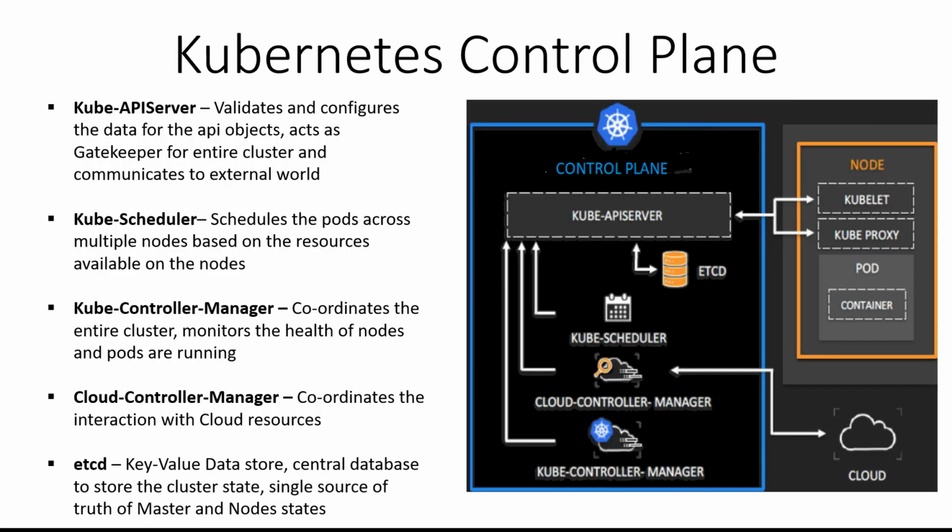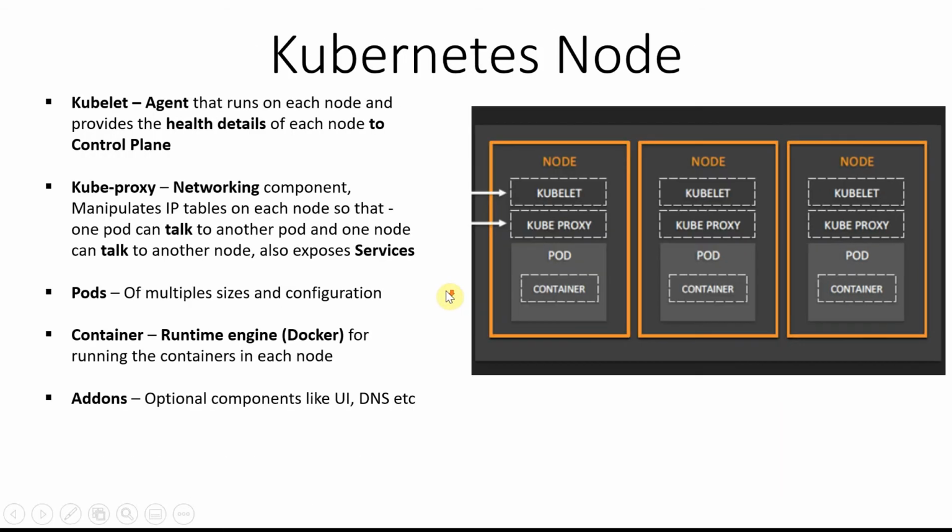Let's go to the nodes. I think we're done with the master. I think nodes are very simple. A node is nothing but a virtual machine. The components inside it, primarily we know, are pods, and of course a pod will have multiple containers inside. But in addition to the pod, we also have kube-proxy and also kubelet.